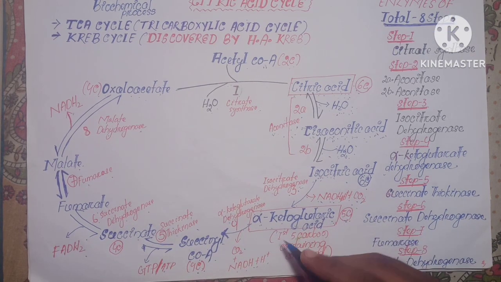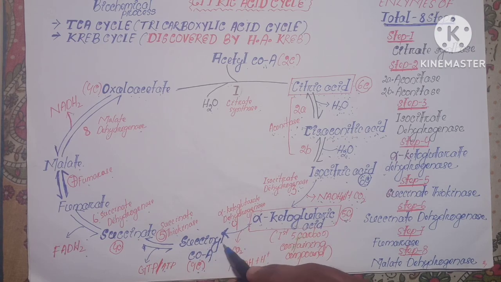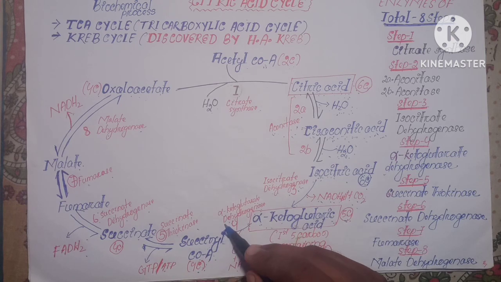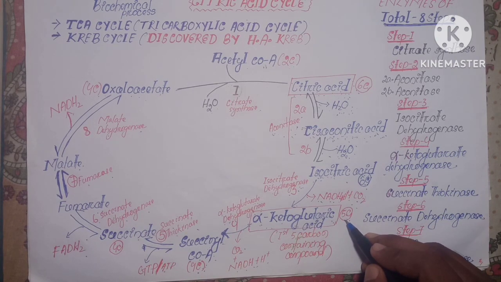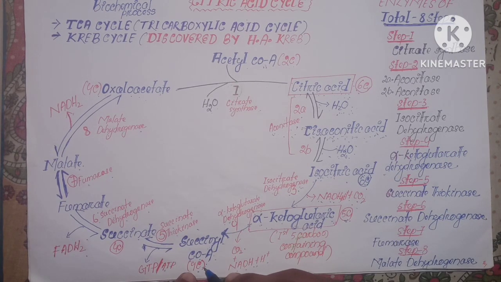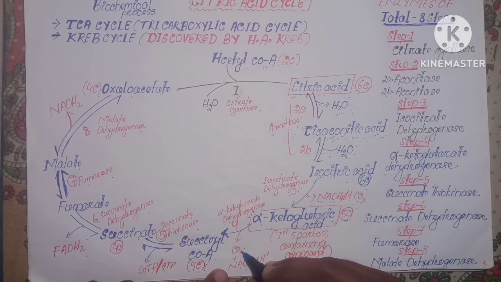In the next step, the alpha ketoglutaric acid, which is a 5 carbon containing compound, is converted into succinyl coenzyme A, which is a 4 carbon containing compound, by the presence of the enzyme alpha ketoglutarate dehydrogenase. Here a 5 carbon containing compound is converted into a 4 carbon containing compound. 1 carbon is removed in the form of CO2. Here another 1 NADH2 molecule is released in this process.